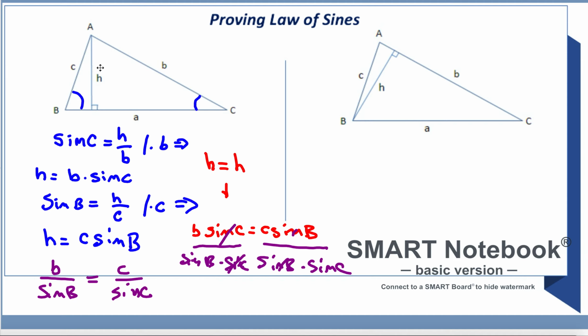But if we erase this segment here and construct a new segment from point B that is perpendicular to the segment AC, we want to find the relationship of sine A, this angle A here, and sine C. What's going to happen here? We are going to find the same kind of relationship as before: A divided by sine A is equal to C divided by sine C. But let's prove it.